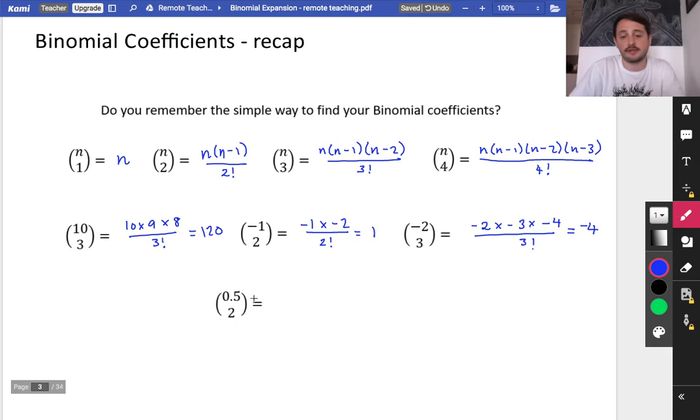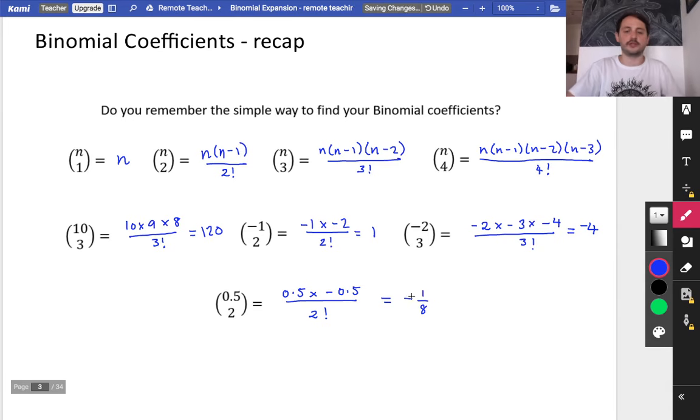You can also do it with decimals too. So if n is 0.5 and we're doing choose 2, it's going to be n multiplied by n minus 1, because 0.5 minus 1 is minus 0.5, all divided by 2 factorial. So it's going to be a negative, clearly. So I've got 0.5 times 0.5 divided by 2 factorial, and you end up with negative 1/8.